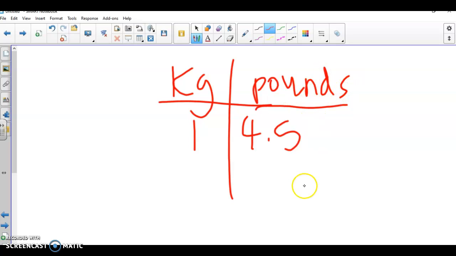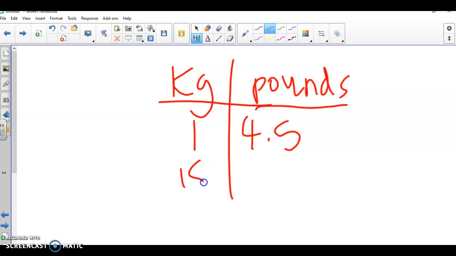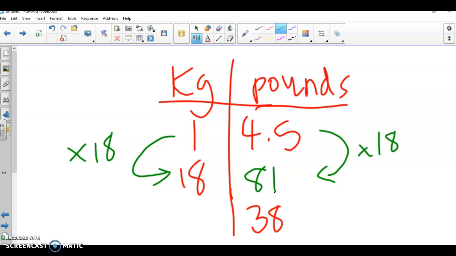All right, and we're trying to find what does a dog weigh? 18 kilograms or a child is 38 pounds. We want to know which one weighs more. Okay, well, let's start with just the 1 to 18. If I multiply 1 times 18, I'll get 18. So 4.5 times 18, let me do that in the calculator, 4.5 times 18 equals 81. So 81 pounds. Wow. So which one weighs more?